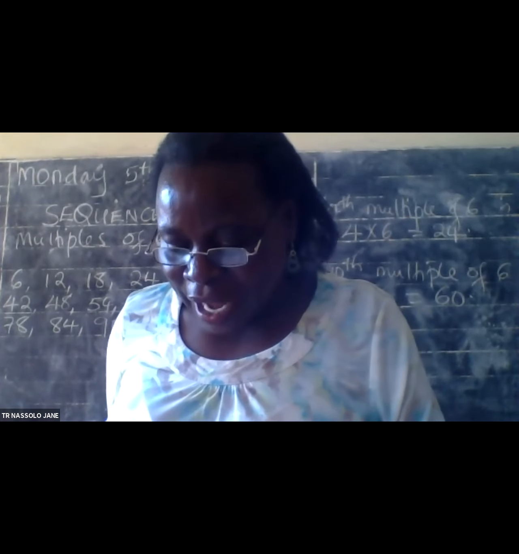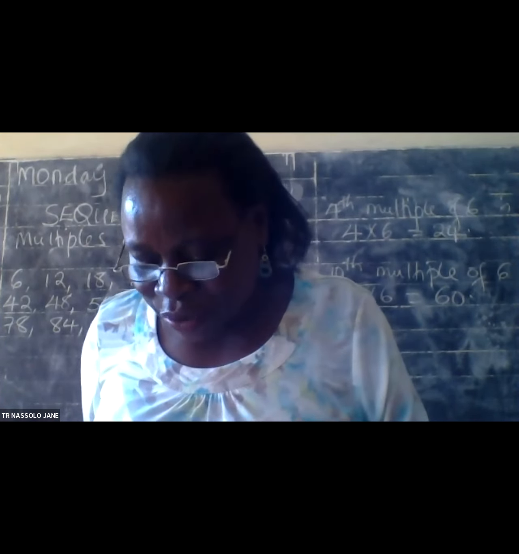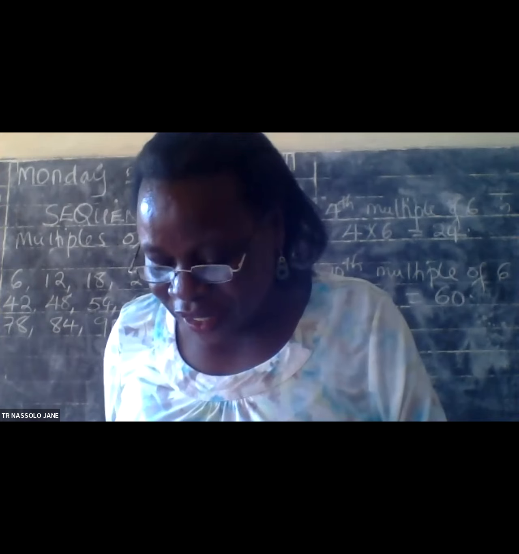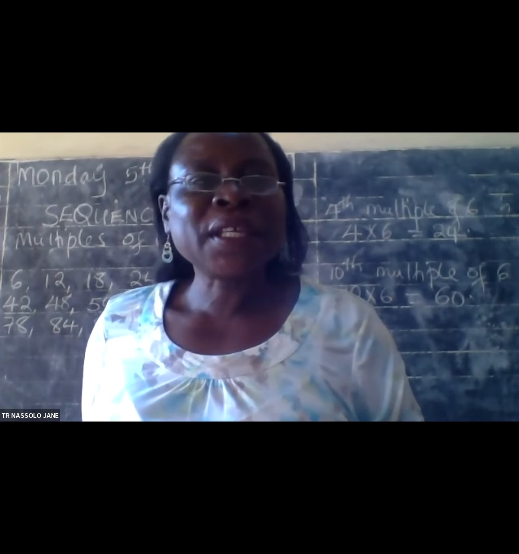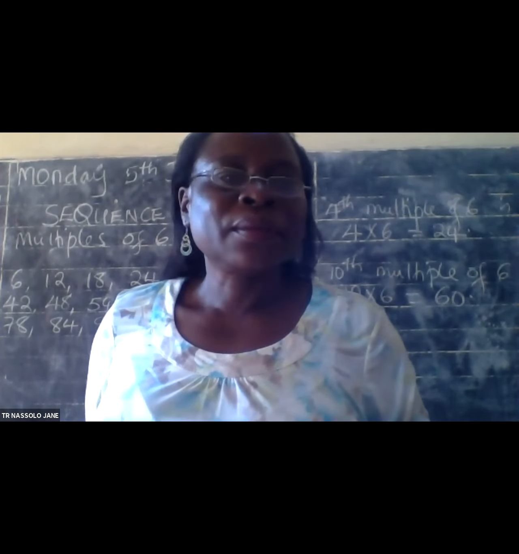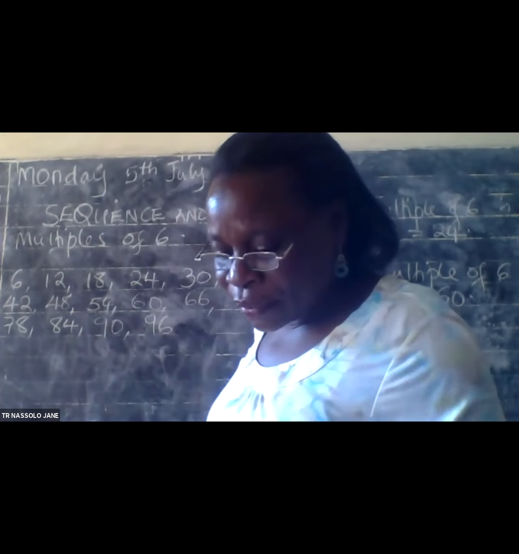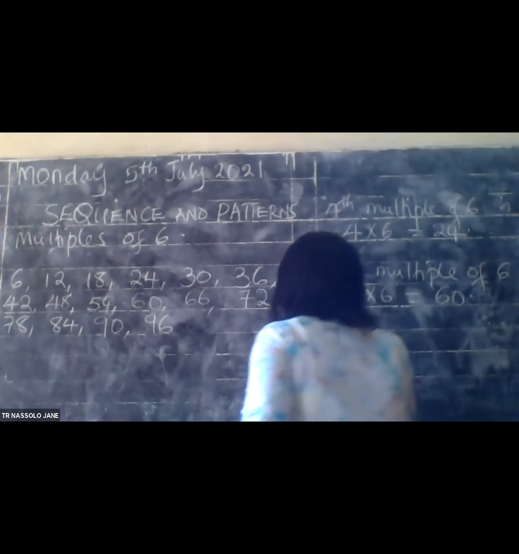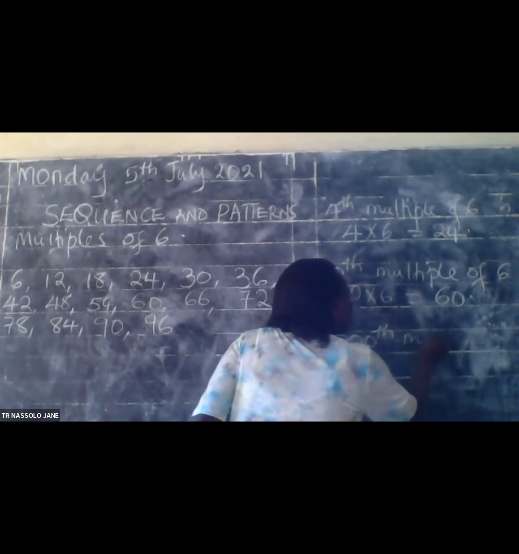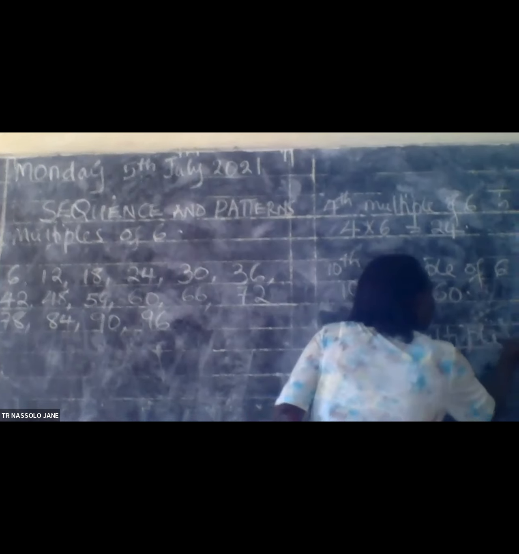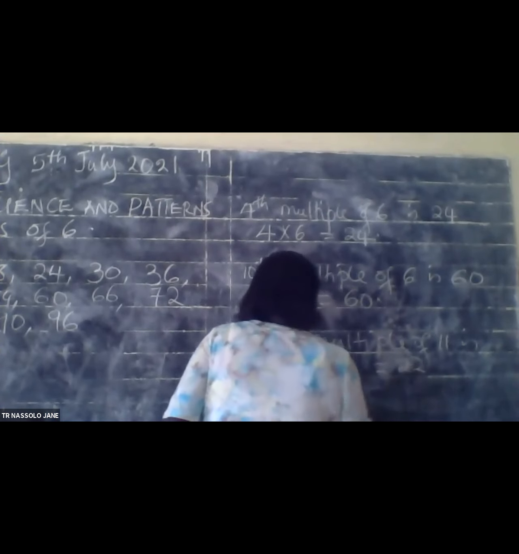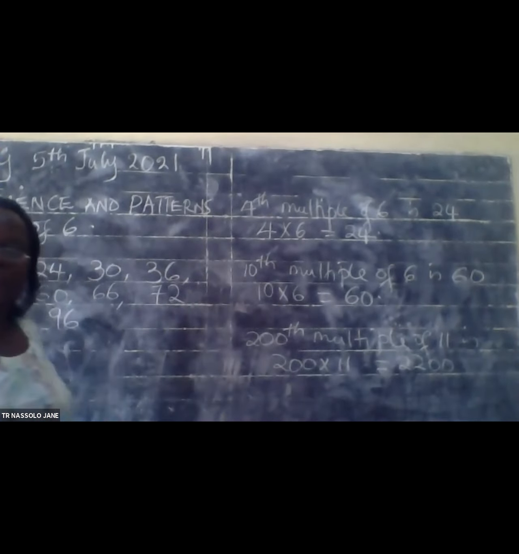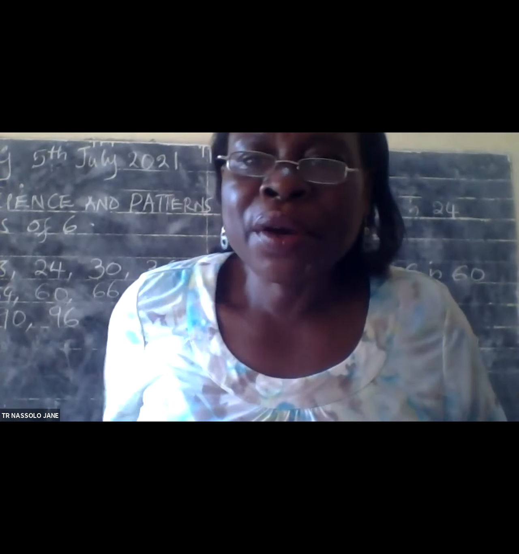When we come to the 200th multiple of 11, we are going to use 200 times 11, which will give us 2,200. The 200th multiple of 11 is 2,200. Is that clear? Yes. Now teacher, again, your hand is up.